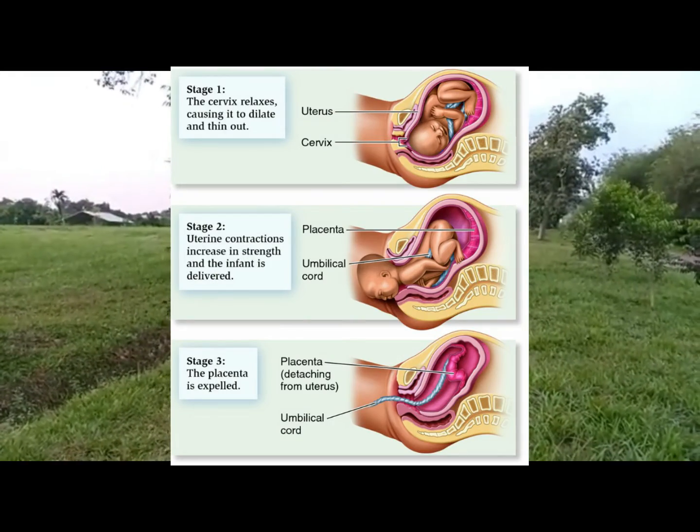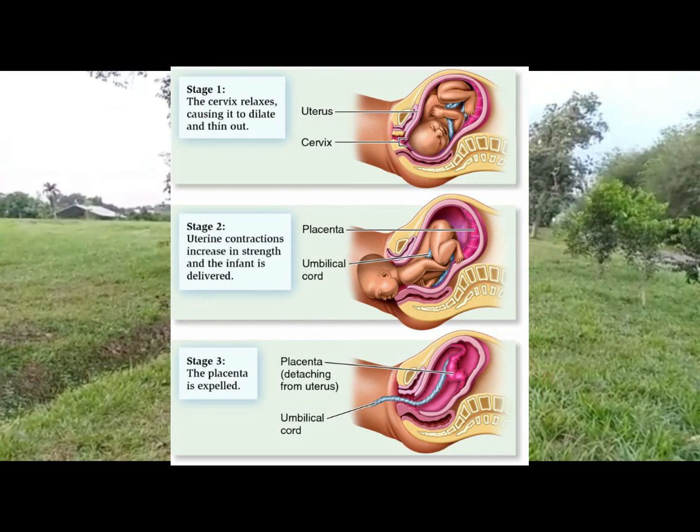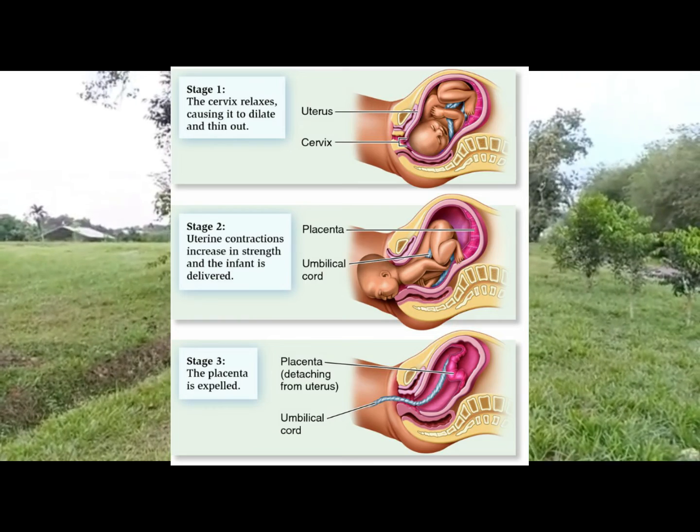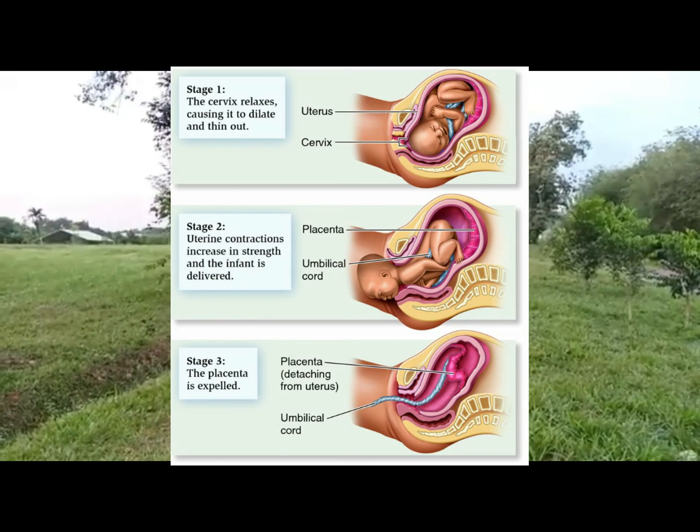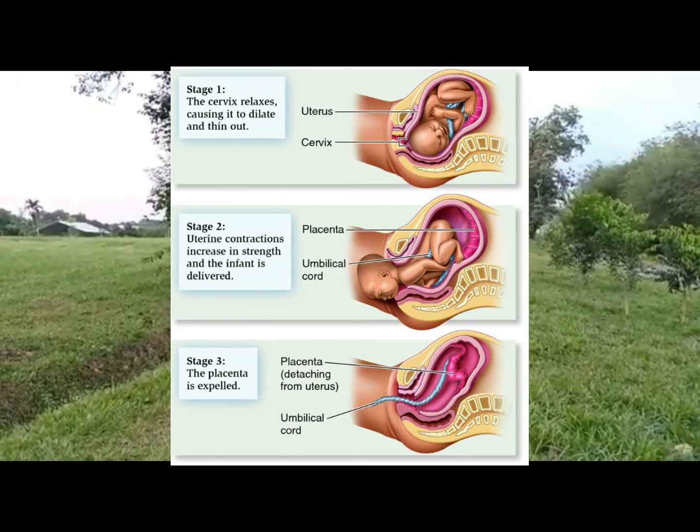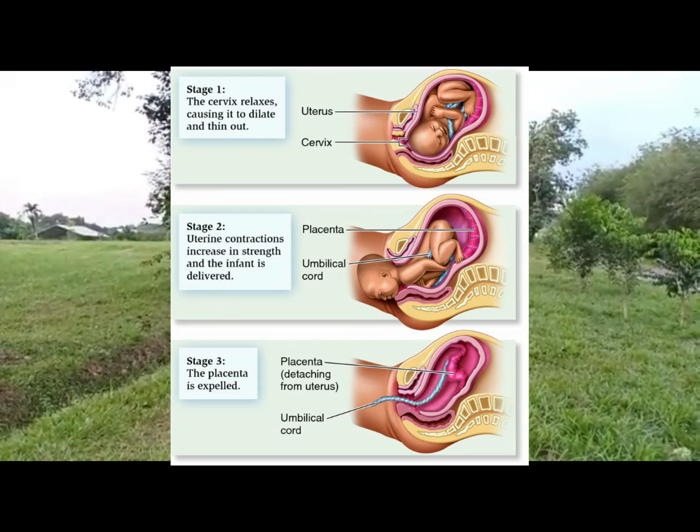First, the cervix dilates to allow the passage of the baby's head and body. Second, the baby is born and the umbilical cord is cut. And lastly, the placenta is delivered.